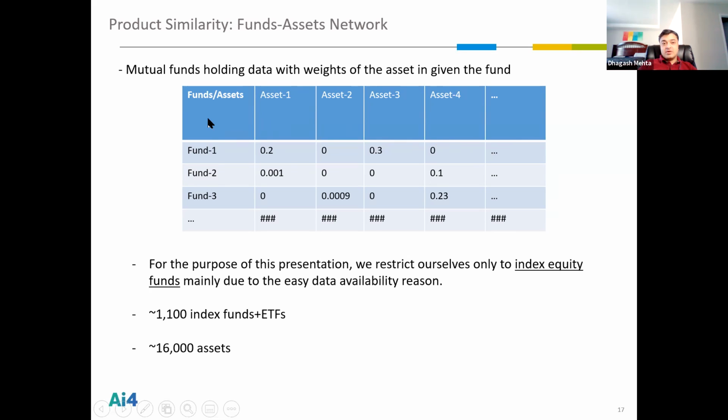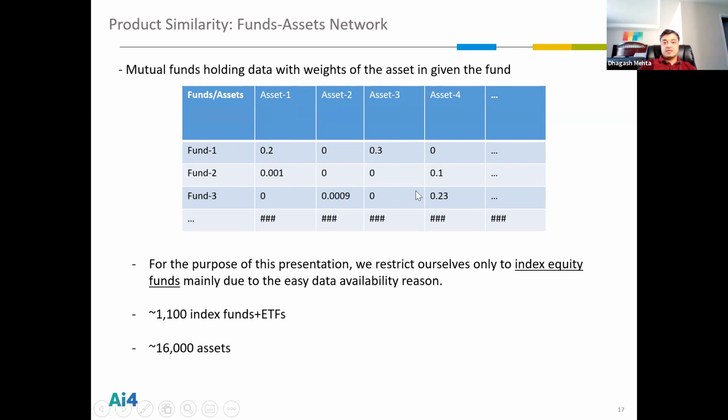So here I have in rows fund 1, fund 2, fund 3, fund 4, and so on. And the columns are asset 1, asset 2, asset 3, asset 4, and so on. Let's say Google stock, Amazon, Facebook, and so on. The entries in this table correspond to the weight of this individual asset in the particular mutual fund. For example, fund 1 has asset 1 in it, and asset 1's weight in mutual fund 1 is 20%, and so on.